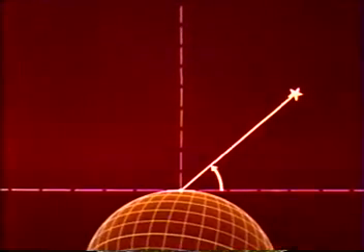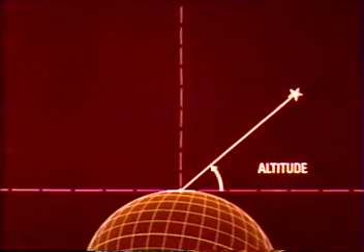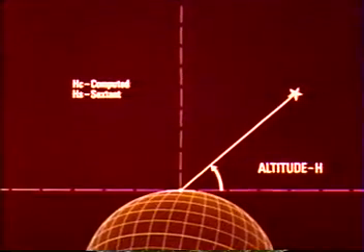The measured angle of a celestial body from the celestial horizon is called altitude. It is indicated by the letter H. Altitude, when computed, is called HC. It is called HS when it is sighted through a sextant. And it is called HO when the sextant reading is corrected for instrument and observation error.